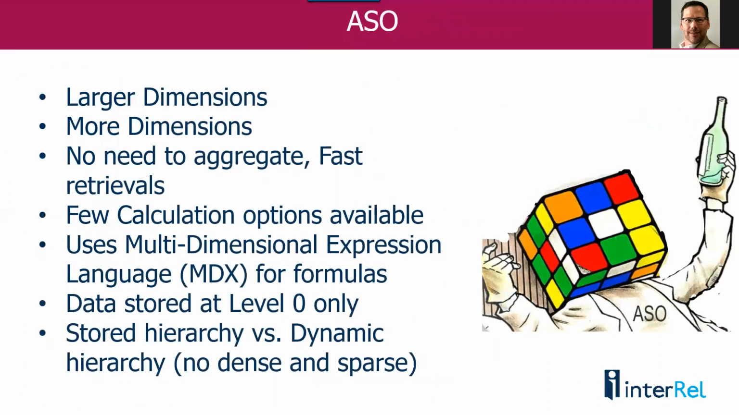ASO allows for larger dimensions and a greater number of dimensions. It doesn't require a separate aggregation calculation, as data is aggregated on demand when it's being retrieved from the cube. The calculation options, however, are limited. Member formulas utilize the MDX language, which is different from that in the BSO cubes. Data can only exist at the level 0 member combination. And for ASO cubes, it's important to note whether the hierarchies are stored or dynamic.